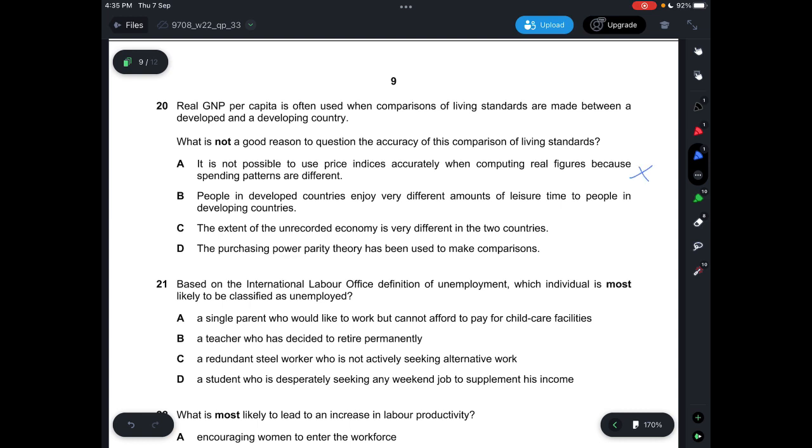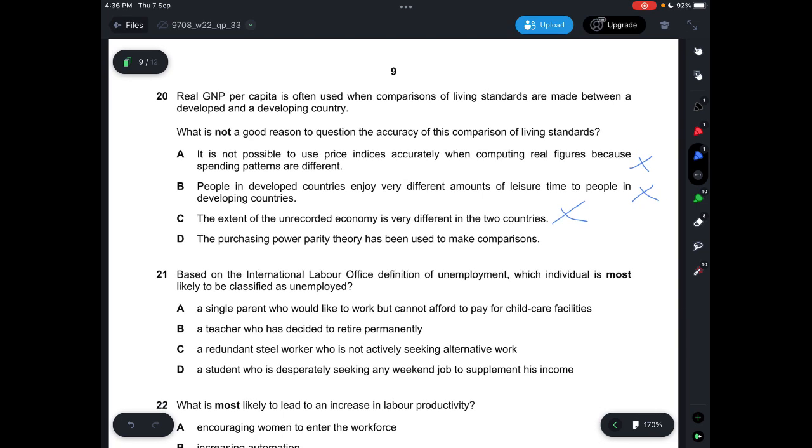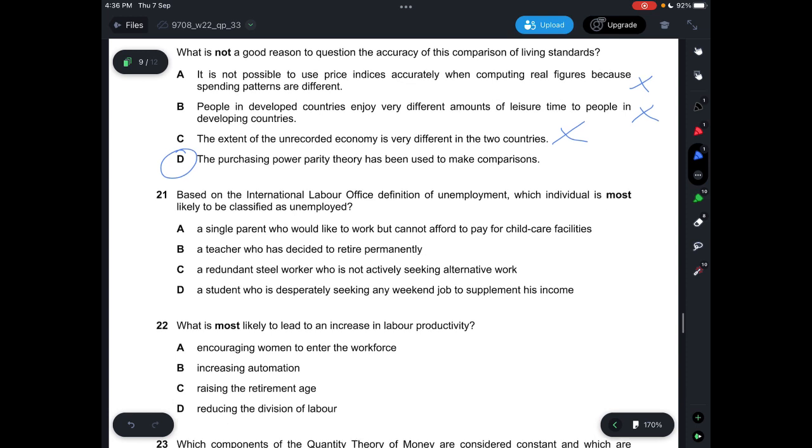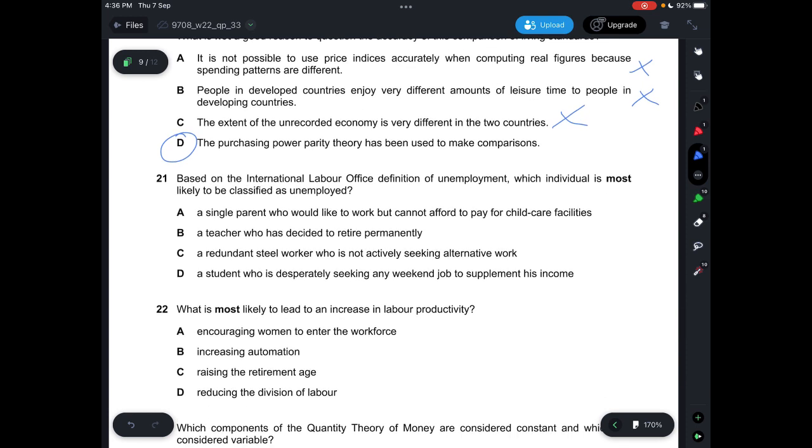B, people in developed countries enjoy very different amounts of leisure time to people in developing countries, which is correct. And C, the extent of the unrecorded economy is very different, which is correct. And D says the purchasing power parity theory has been used to make comparisons. If it has been used, then there's no good reason to question accuracy, because the accuracy is there because of the purchasing power parity. I'll say D.